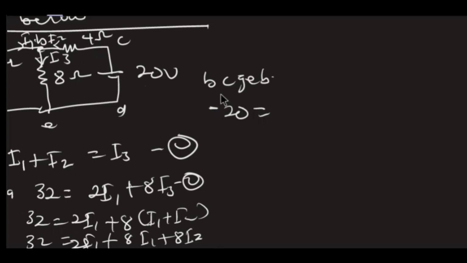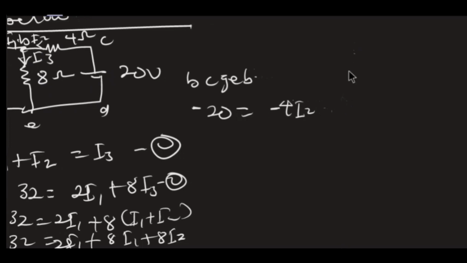So negative 20 is equal to, then I move this way. The I2 coming from this side is going this way and it's opposite. So negative 4I2, right? Then it will move this direction, then it will move up like this, and going up I'll get another minus 8I3, right? And that is my fourth equation.